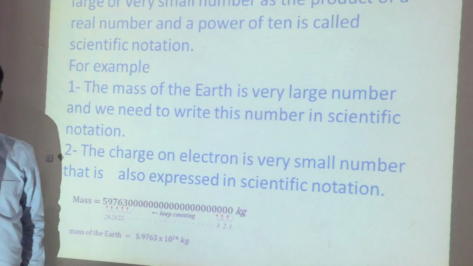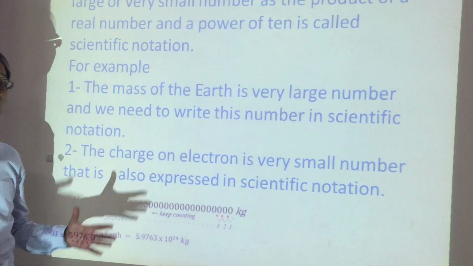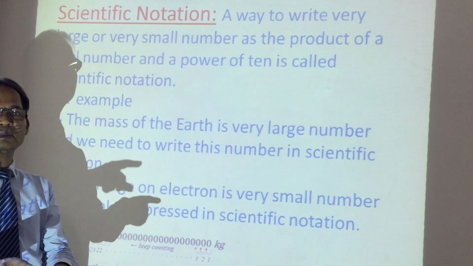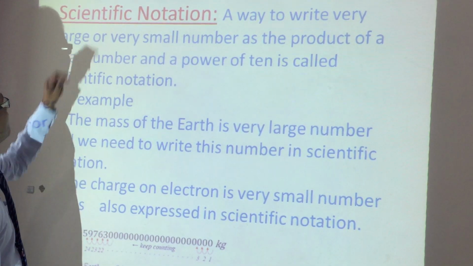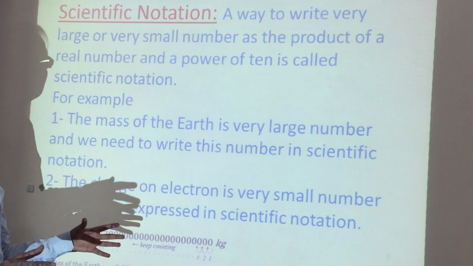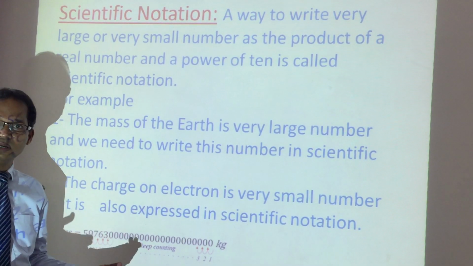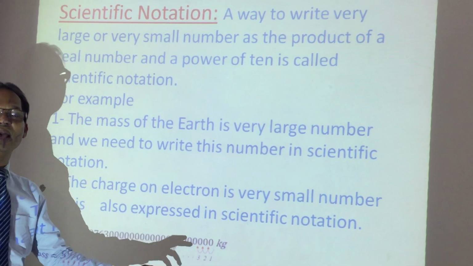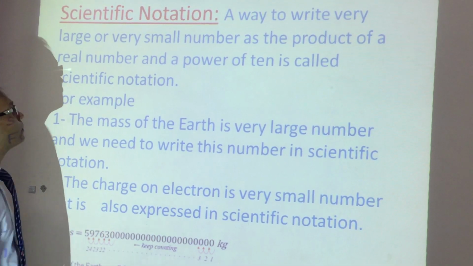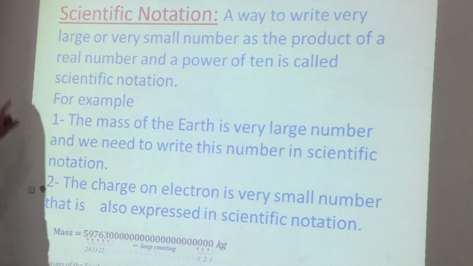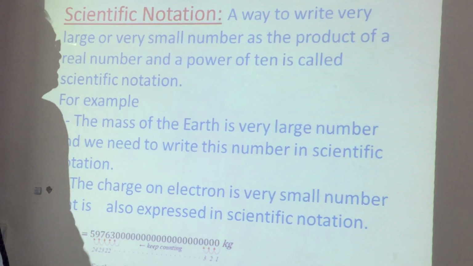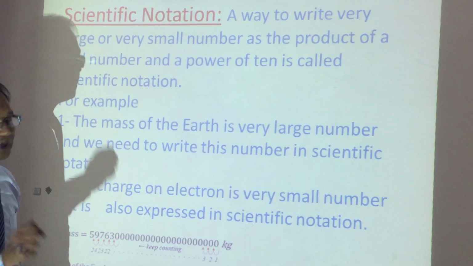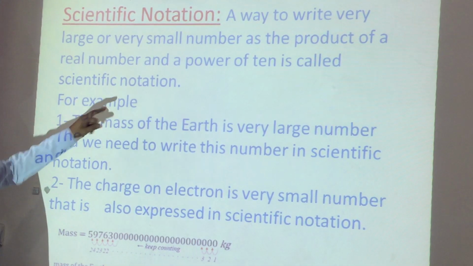Now, the scientific notation. In scientific notation, we use a prefix and one whole number. A whole number multiplied by the prefix will give you scientific notation. Scientific notation is a method to show a big or small quantity with the help of a real number and the prefix. A way to write a very large or very small number as the product of a real number and a power of 10 is called scientific notation.